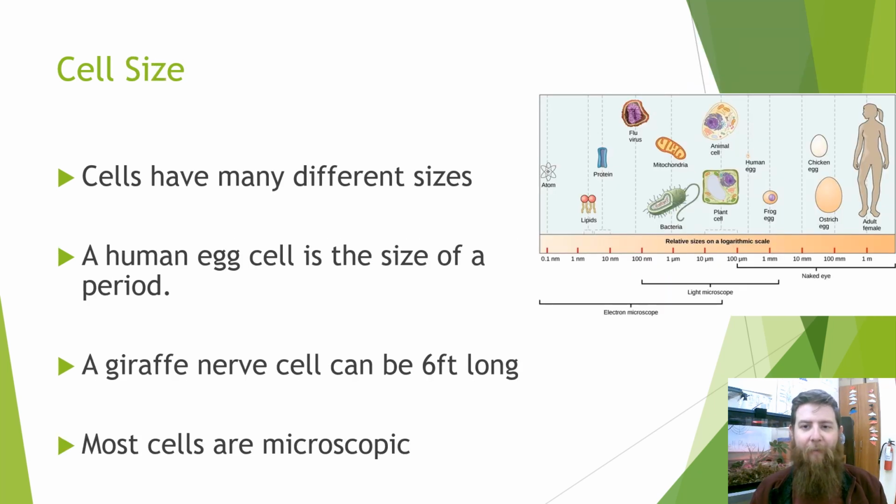Not all cells are the same size. You have really big cells like ostrich eggs, chicken eggs, giraffe nerve cells that are like 6 feet long. But then you get really small, like a human egg cell, the size that we were when we started out, which is the size of a period. And even smaller than that, you have your normal, typical plant cells and animal cells. Most of the cells that we see are microscopic. I mean, we can't see them with the naked eye. We have to use a microscope or some other aid to get down to that level to see them.